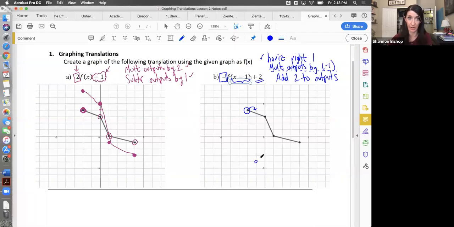Don't make a mark yet, because then you also have to add 2 to the outputs. Vertically lift it up 2. So here's my current dot, but I'm going to vertically lift it up 2. That is the end of the transformation. So that is where that point lives. That's the new location of that ordered pair. Let's try the next one. I wonder, can I erase some of the marks I made? I can. Look at that.